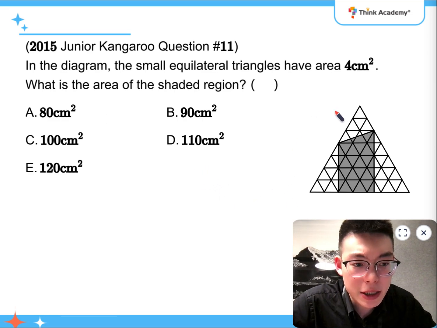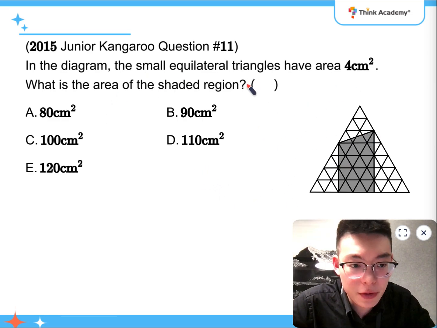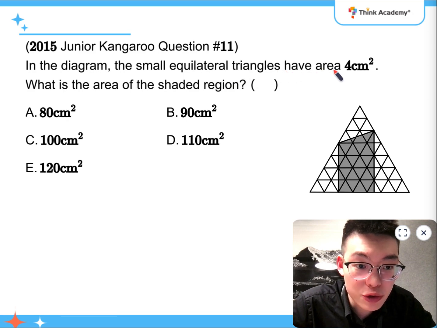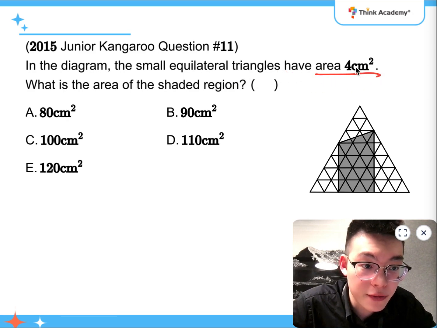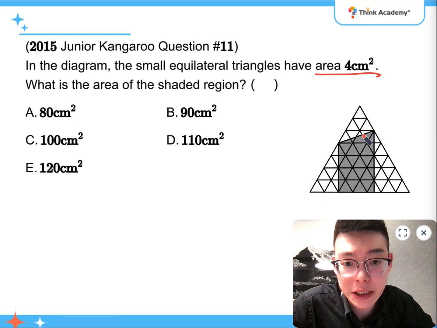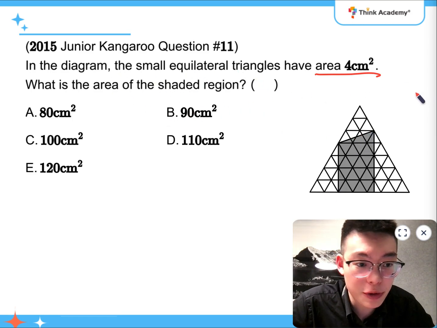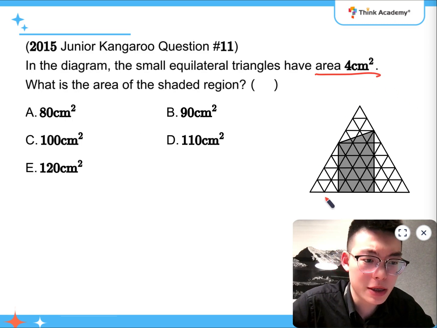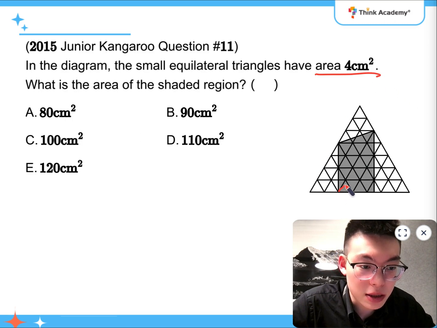So let's take a look at question 11. First of all, it says that the small equilateral triangles each have area 4 centimeters squared. So this is a very common equilateral triangle grid. And what is the area of the shaded region? So there are many ways we can do it. One of the easier ways, or the lazier ways, is to do it like this.